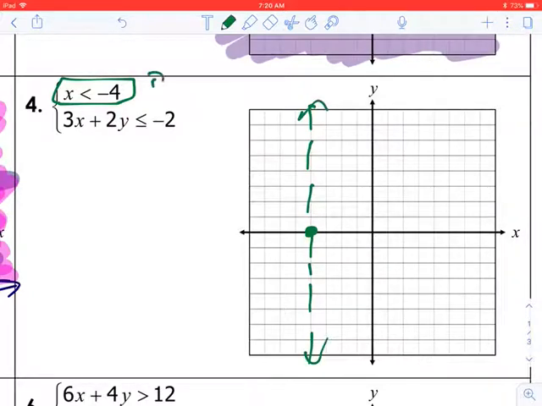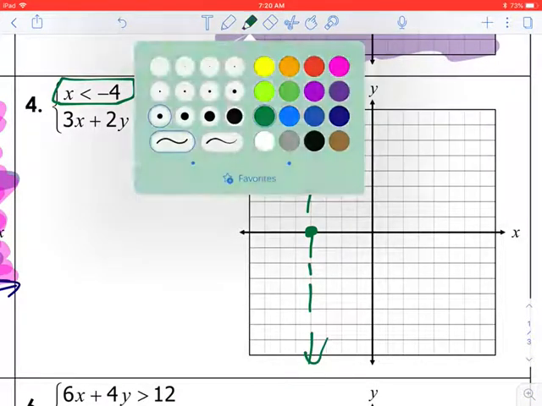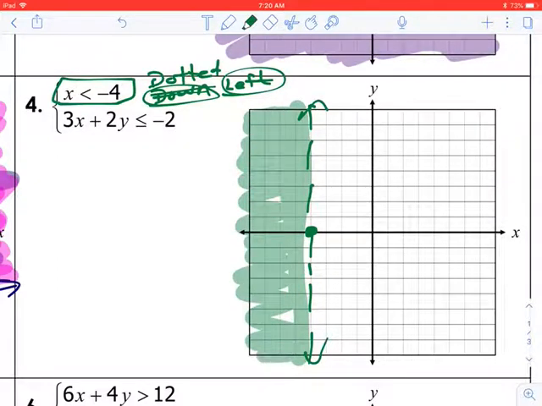So that's a dotted line, and it should be shading down. Okay, now I can't shade down. So when you think negative 4 for x, less than negative 4 would be left. Okay, that's the only time you go left or right. Okay, is when it's a vertical line. Okay, so there's that shaded region, and now we go ahead and find out what the other one is.